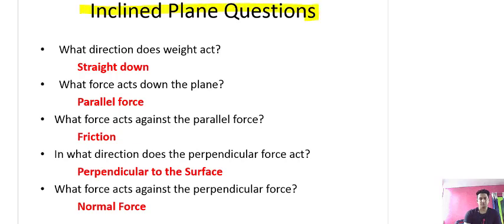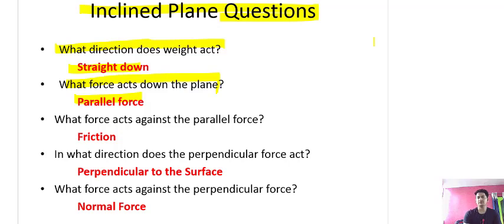Inclined plane questions. What direction does weight act? That means straight down, or vertically downwards, you can write. What force acts down the plane? Which force will act down the plane? Down the plane means that is the parallel force. What force acts against the parallel force?